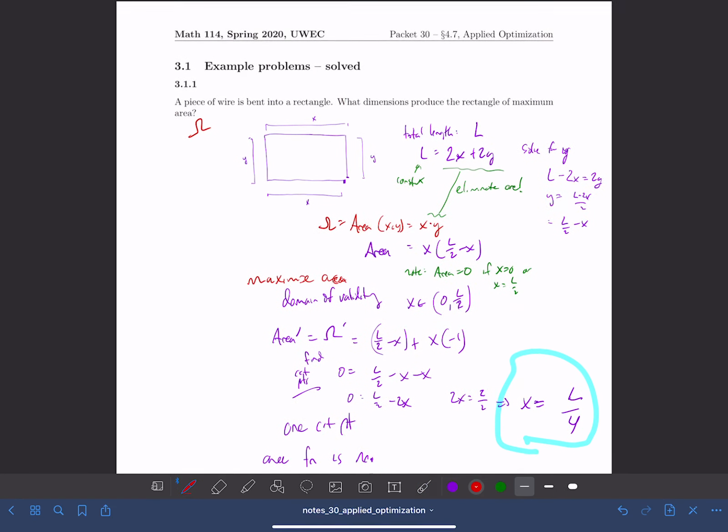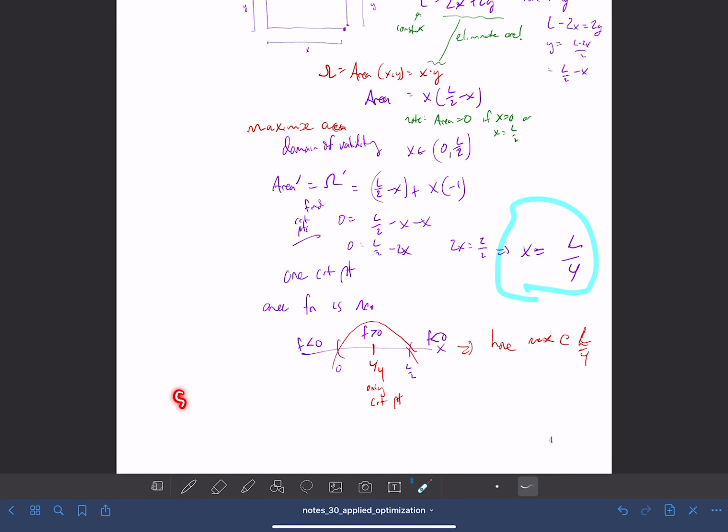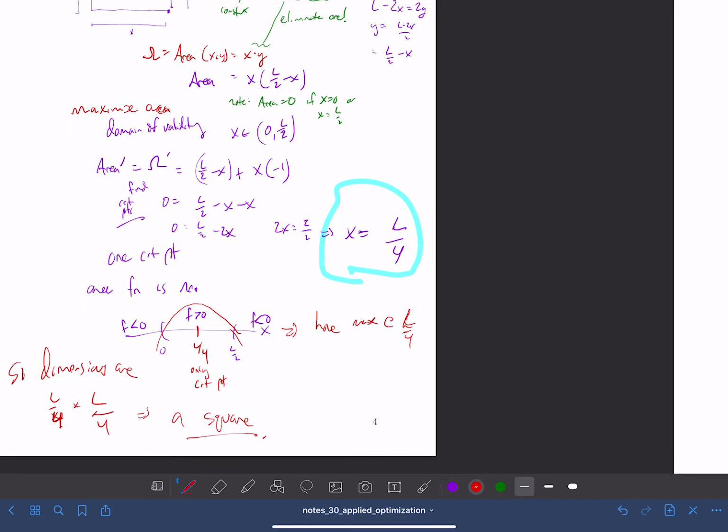So the question is, what are the dimensions? So the dimensions of the rectangle are L over 4 by L over 4, that is to say, a square. It's not that rare that something neat comes out as a solution of one of these problems. Let's turn the page.